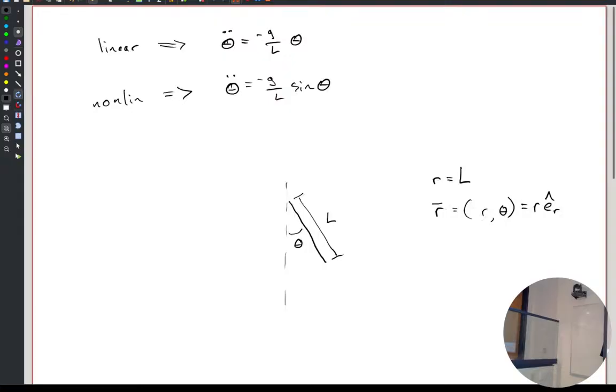We're trying to figure out, based on those equations, what a pendulum looks like.